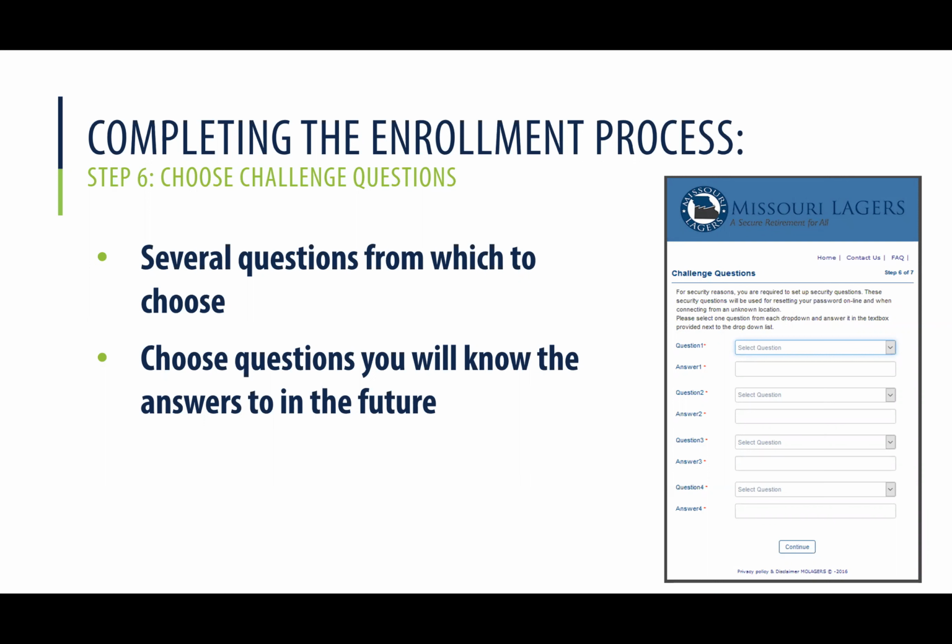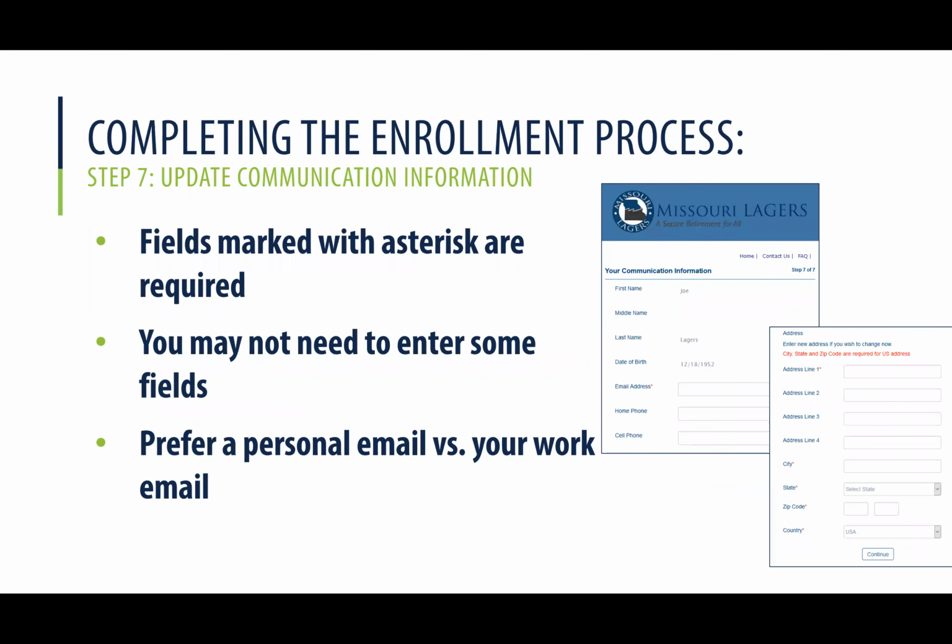So you'll pick 4 different questions, put in your answer for those 4 questions, and then hit continue. And the last step, you're going to see what we have in the system for your contact information. So just review everything we have and then fill in any blanks that there may be. We may not have a phone number, may not have an email. Certain things are required and they will be marked with a red asterisk. So email address and mailing address, they are required fields.